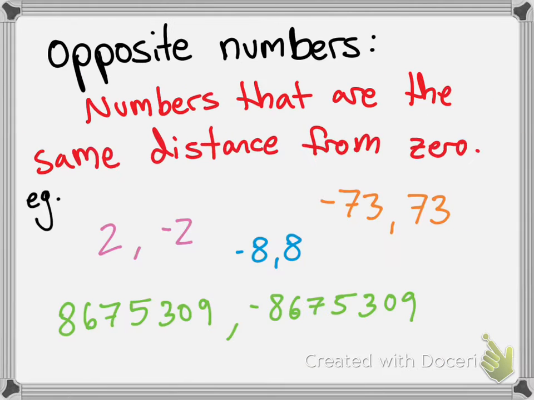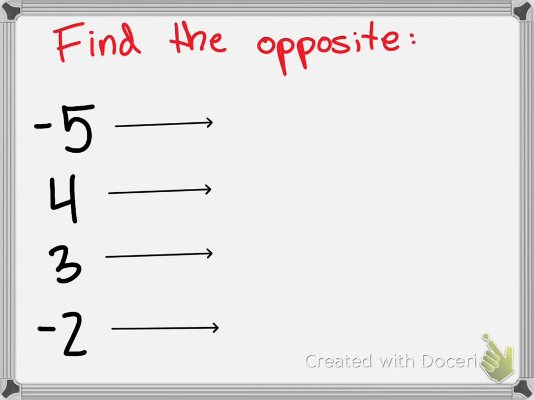off of the odometer. So opposite numbers, just like we mentioned, are numbers that are the same distance from 0, such as 2 and negative 2, negative 8 and 8, negative 73 and 73, 8675309, and negative 8675309. Because Jenny, I got your number.